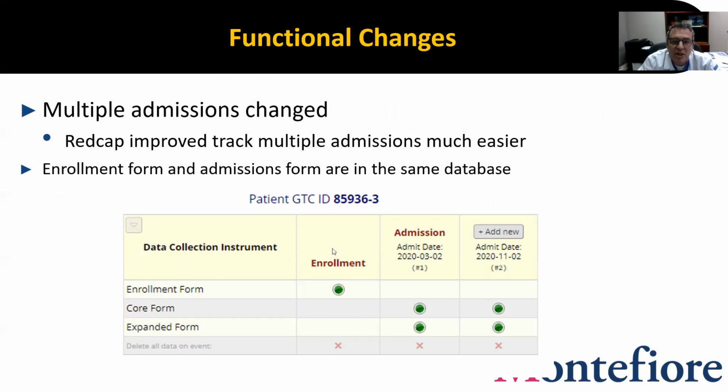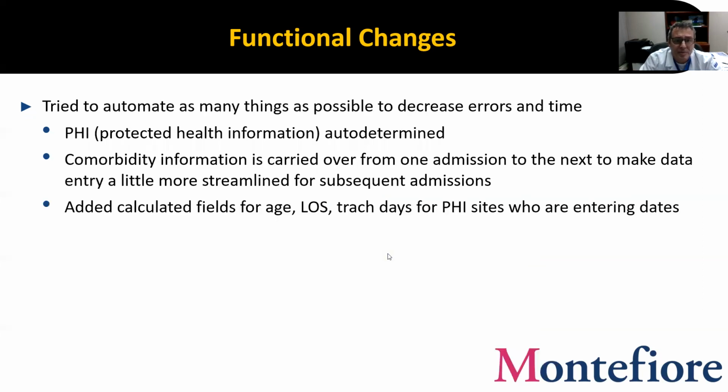You have an enrollment form, and that enrolls the patient in the database. Then each subsequent admission, which the first time you do it is actually the same as the enrollment, you'd have the core form and the expanded form. And then every time someone comes in, you'll have a new core form and expanded form. So this simplifies it, because it used to be confusing. It used to be hard to track a patient through admissions, and now it's all under one roof, and that's much, much simpler and much easier to manage.